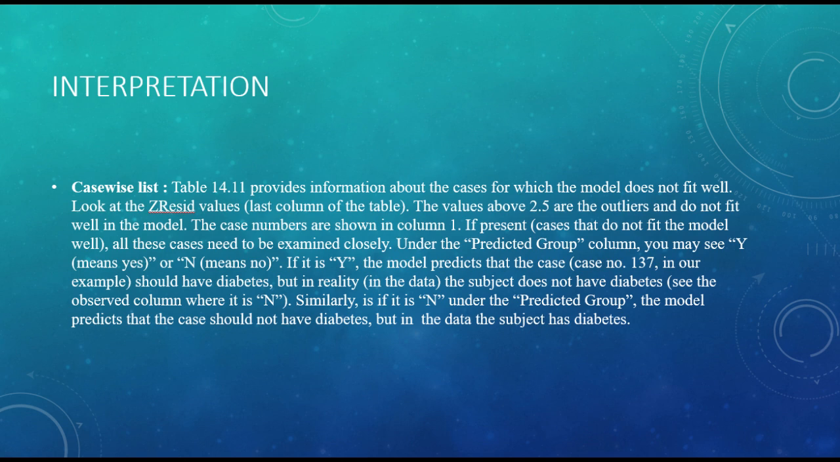Under the predicted group column, you may see Y means yes or N means no. If it is Y, the model predicts that the case number 137 in our example should have diabetes, but in reality, in the data, the subject does not have diabetes. See the observed column where it is N. Similarly, if it is N under the predicted group, the model predicts that the case should not have diabetes, but in the data, the subject has diabetes.